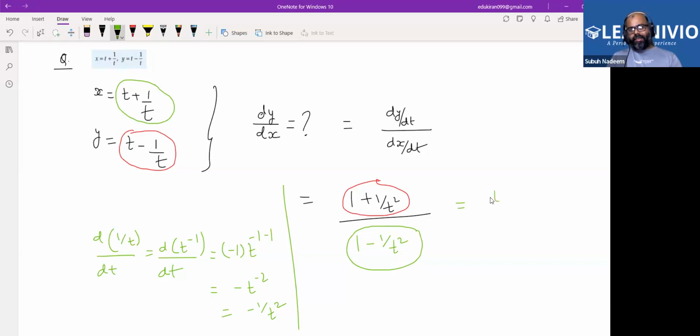Now you will take LCM, so it will become t square plus 1 and this will become t square minus 1, which will be your answer. Is it okay? Yes.